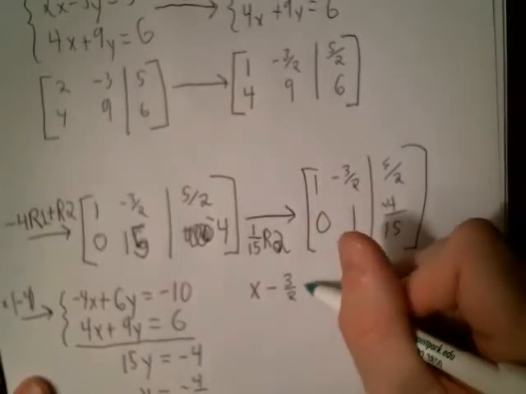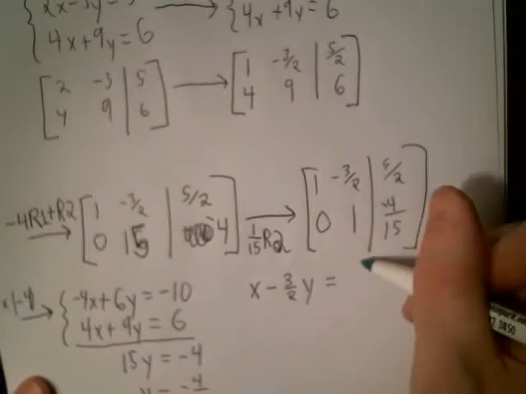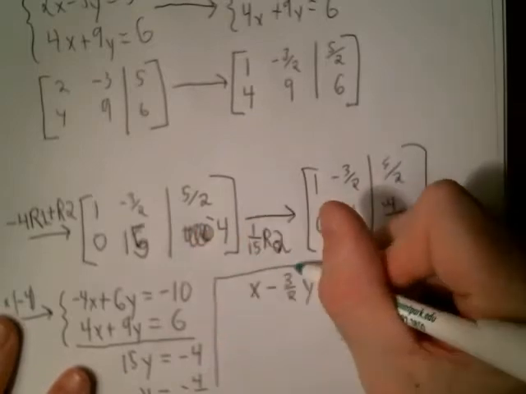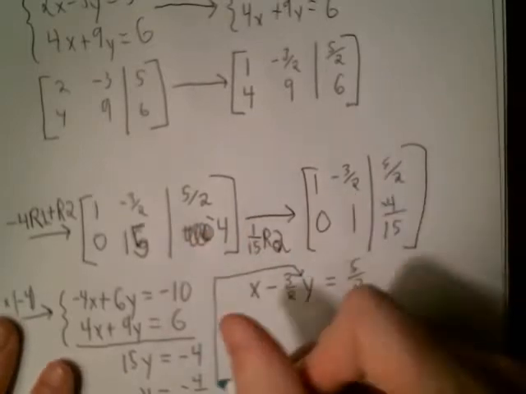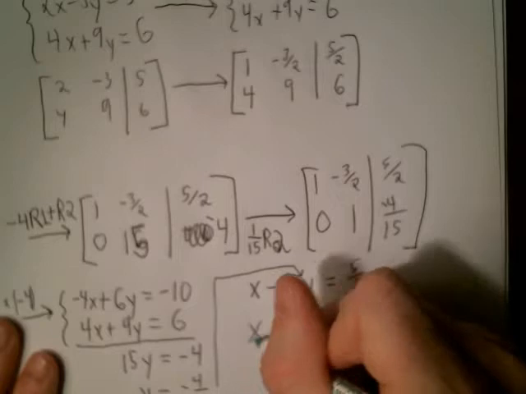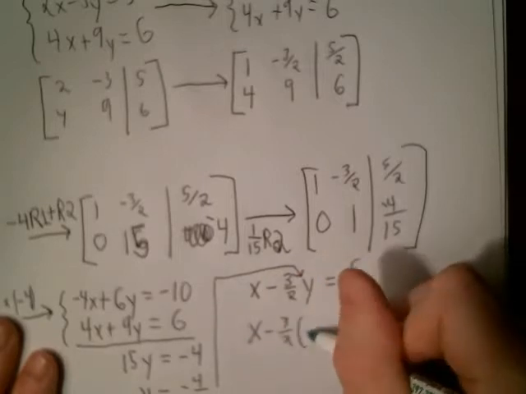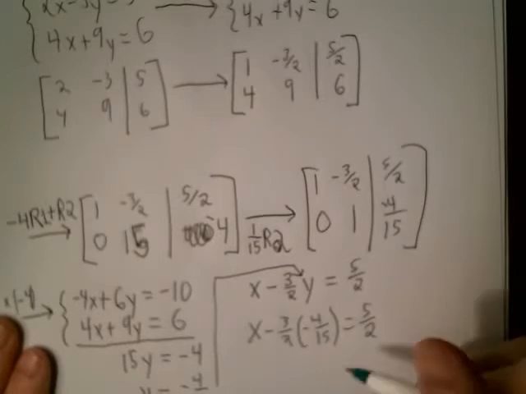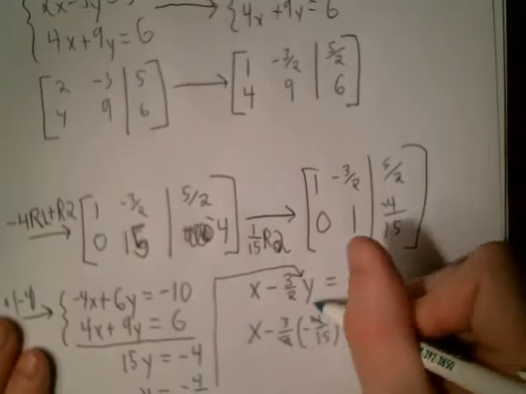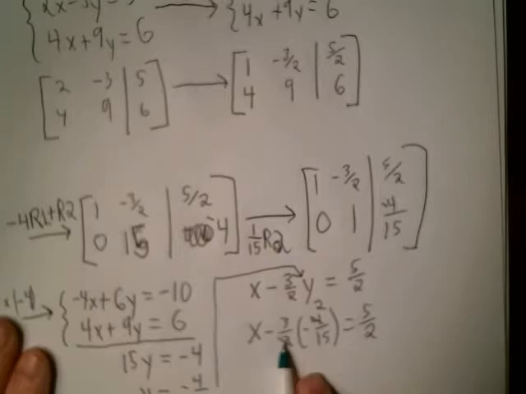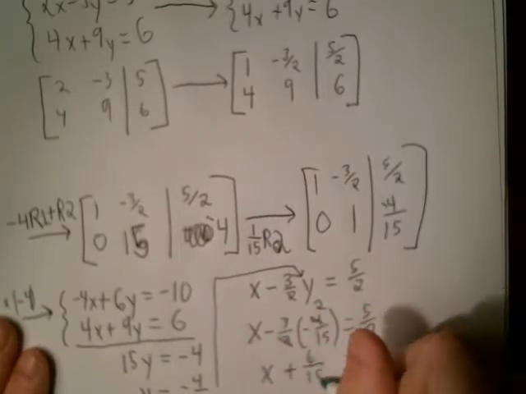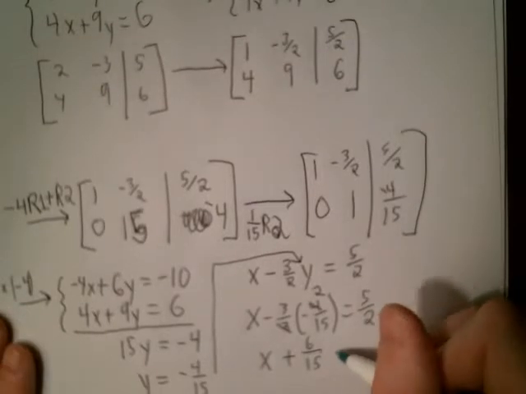times y equals 5 halves, and then I'm just going to substitute this thing in here. Okay, so I'll have x minus 3 halves times negative 4/15 equals 5 halves. And then 2 positive 6/15. Sorry, I picked a really bad example to work.